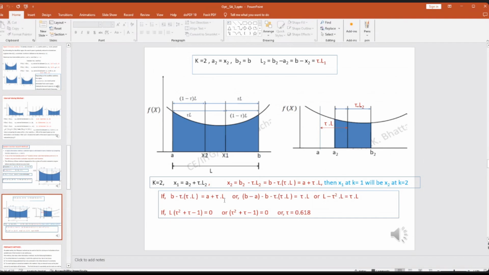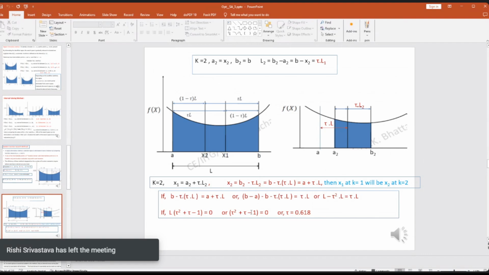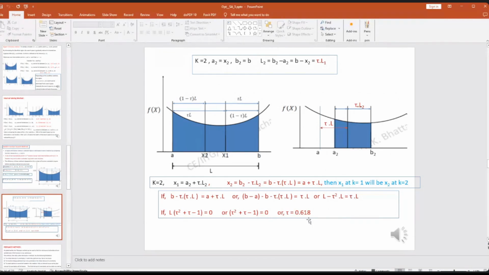Rearranging the terms, we get the equation tau square plus tau minus 1 is equal to 0. And we get a real value of tau as 0.618 by solving this quadratic. The positive real value is 0.618. Is it understood? Yes, sir.